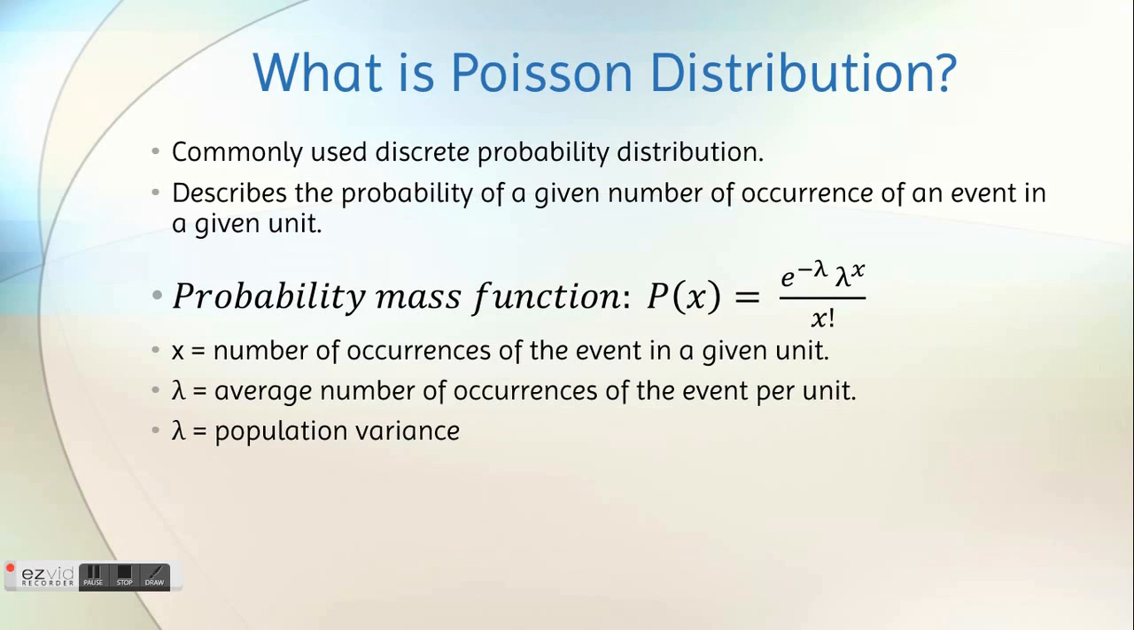This lambda is equal to the population mean, that is the average number of occurrences of the event per unit. And in Poisson distribution, lambda is also equal to the population variance. So this means that in Poisson distribution, population mean and population variance both are equal to lambda. So you know that the population standard deviation will be equal to square root of lambda. So this formula, P of x equals e to the power minus lambda, lambda to the power x divided by factorial of x, tells what is the probability that there will be x occurrences of the event in a given unit.